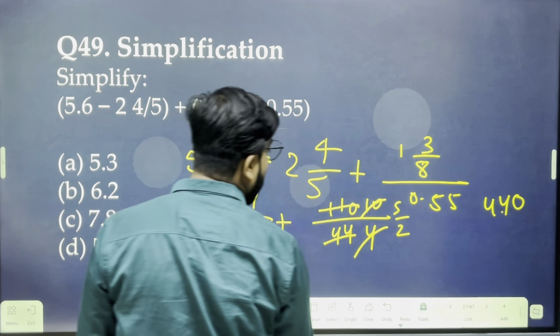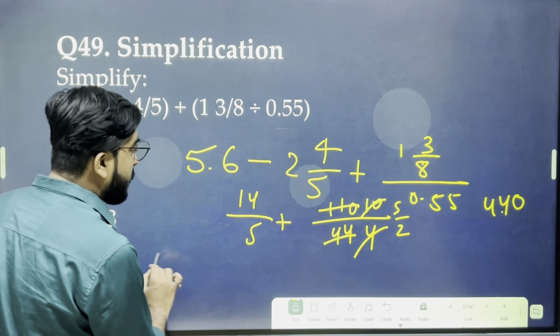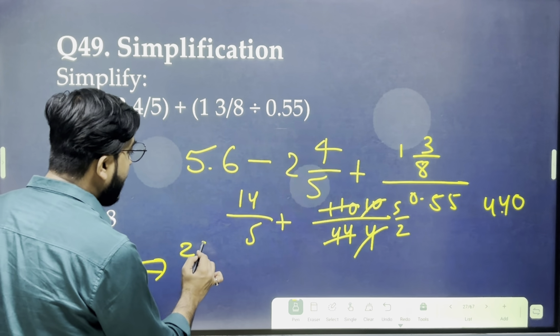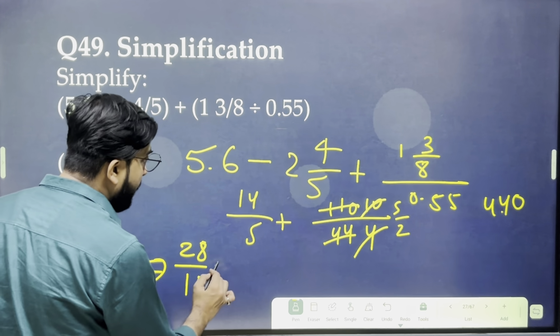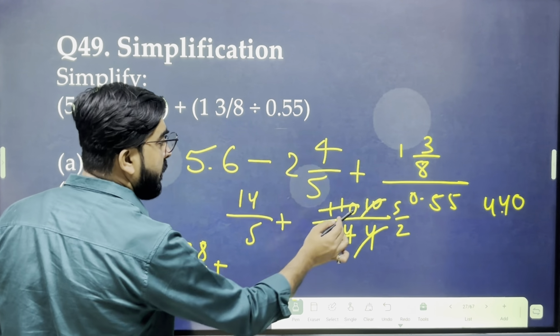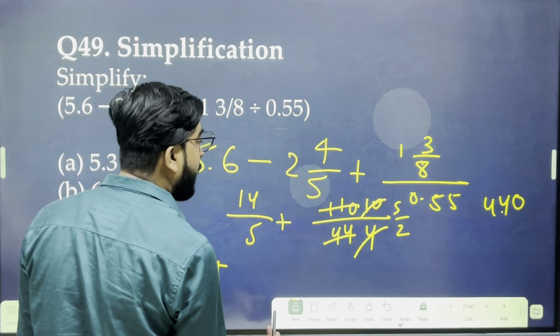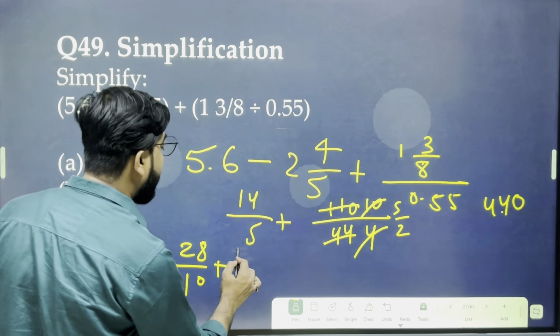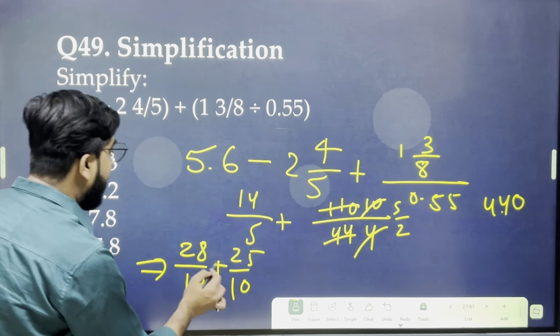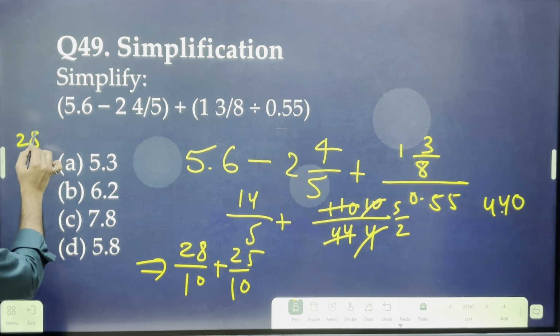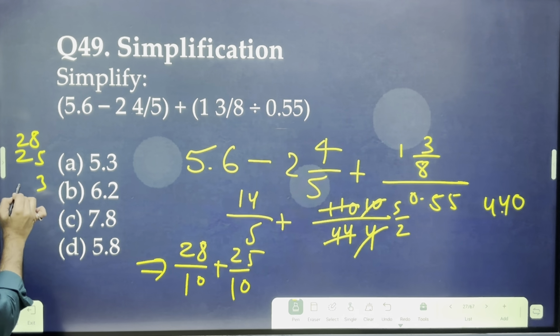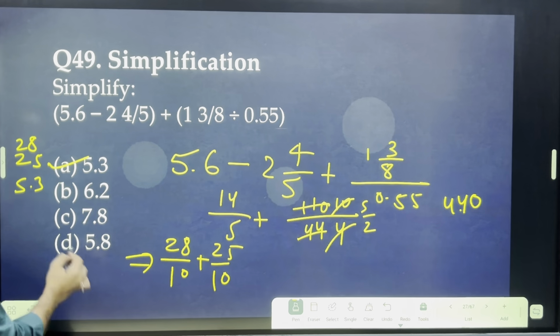Now we can solve this by making the denominator 10. So how can we make 10? That is 28 by 10 plus 10 upon 4, 5 fives are 25 upon 10. Now you can add this to 28, 25. That becomes 53 divided by 10.